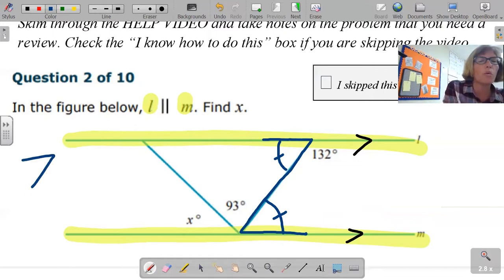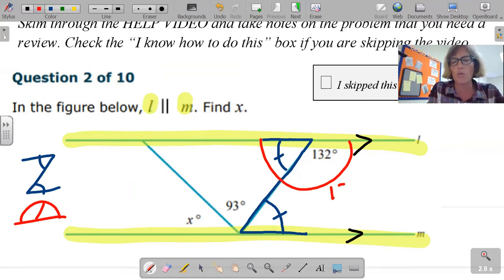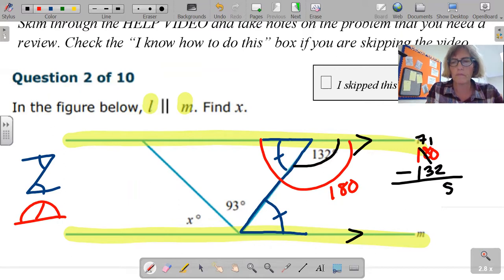So not only do you want to watch out for armpits of the Z, you also want to watch out for linear pairs, which tend to get overlooked. So this is 180. And of course, to get that blue angle, that's going to be 180 minus the 132. And we get here 48. Armpits of the Z, this is 48.